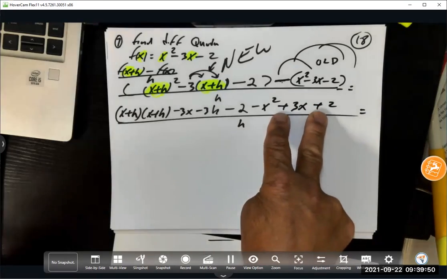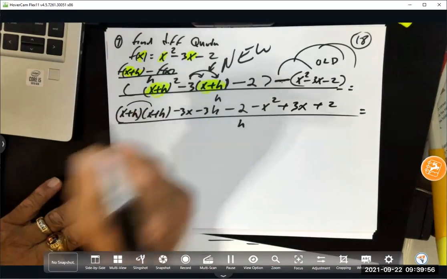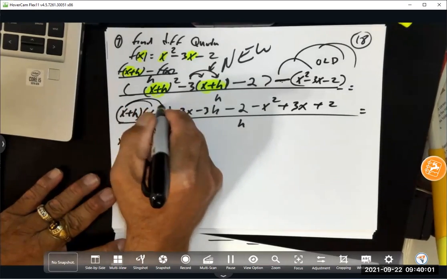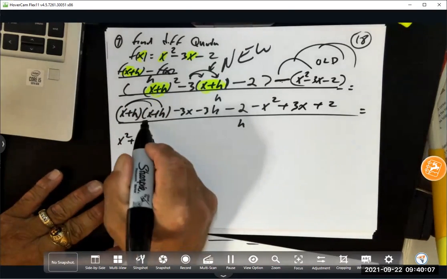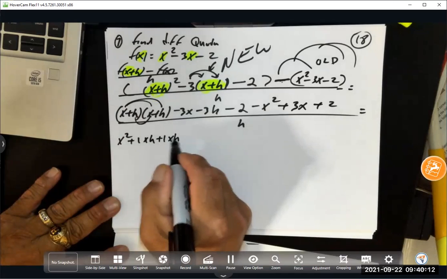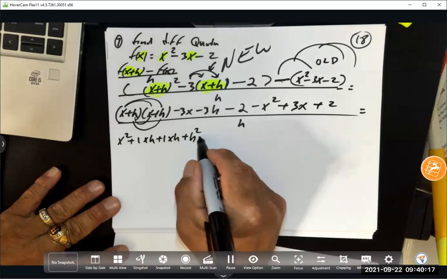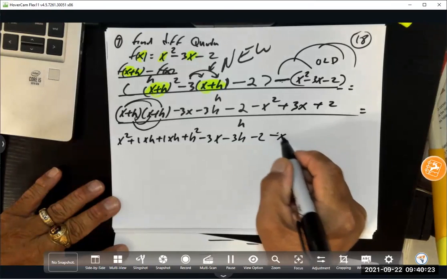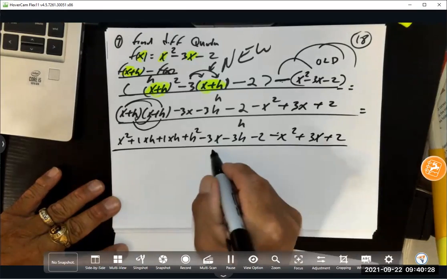Okay, now I'm going to do FOIL. Ready? This is the hard part. x times x, x squared. x times h, xh, and I'll just put one xh to make it easier to see. And then x times h again, xh again. The last one, h times h, h squared. Everything else I'm just going to copy down: minus 3x, minus 3h, minus 2, and minus x squared, plus 3x, and plus 2, all over h.